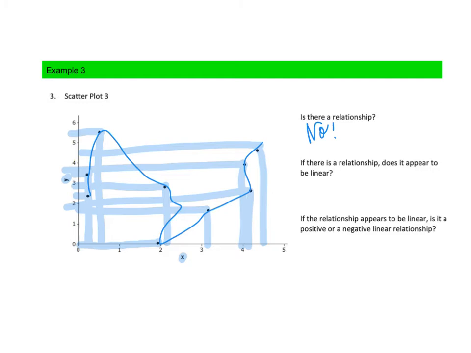And so because there's no relationship, we can't answer this. This is not applicable. And we can't answer this. This is not applicable either, because we can't answer if the relationship's linear. And we can't answer if it's positive or negative because there is no relationship. Okay? Make sure you have this down and we will move on.